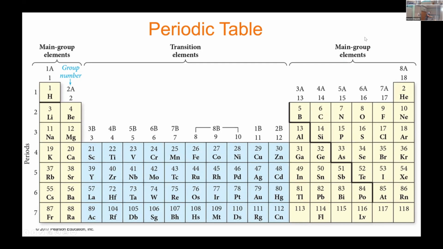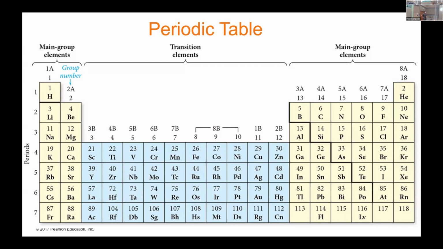Let me get my cursor on the main screen. There it is. All right. So the main group ones are on the left and on the right here. They're higher. So you see they're higher up. Now, we have group numbers for the main group elements. 1A, 2A, 3A, all the way through 8A. And those numbers are very important to know.